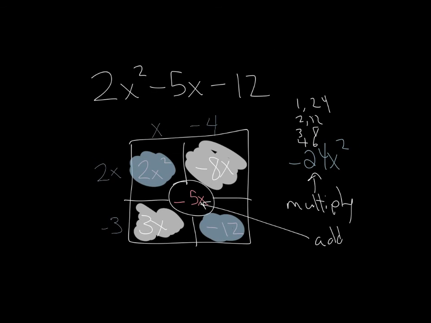So now the factored form, we just write down what's on the outside. We write down the two binomials that multiply together to give us this area that we started with. So our factored form is x minus 4 times 2x minus 3.